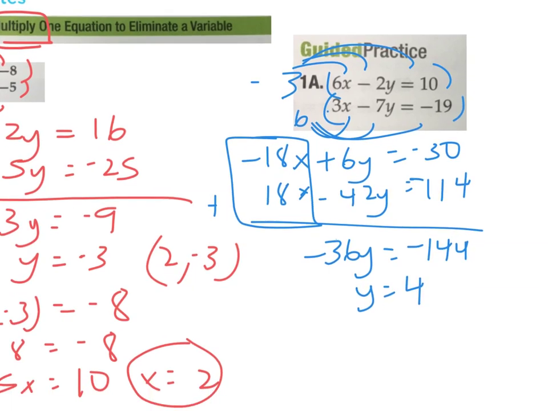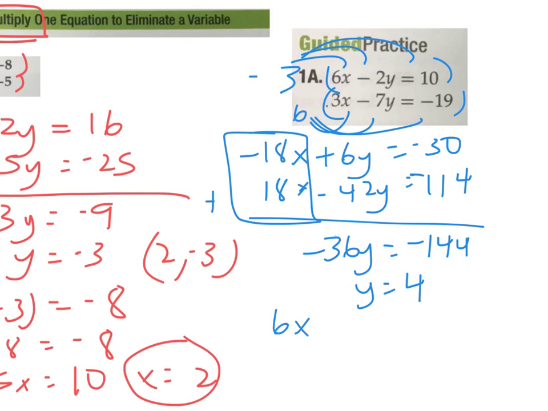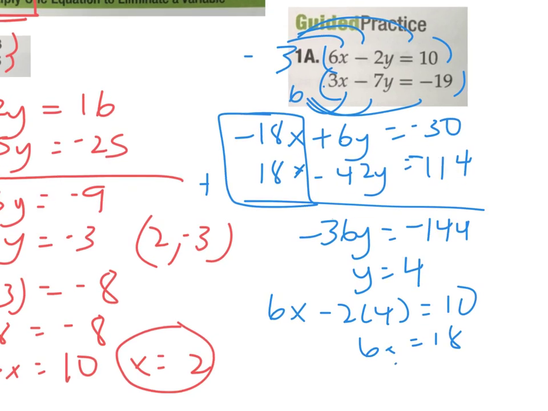And then I just substitute back in. So I got 6x minus 2 times 4 equals 10, which is minus 8. Add that, so I get 6x equals 18. And so x equals 3. So I have my answer, 3 and 4.